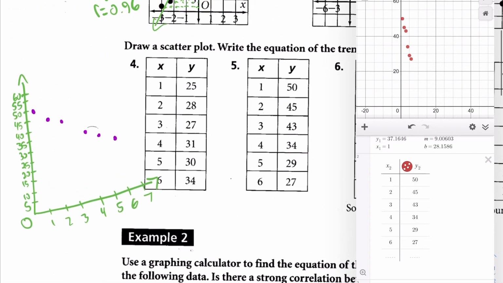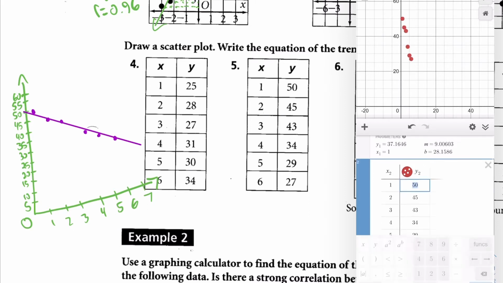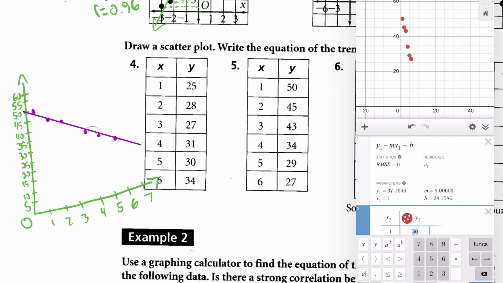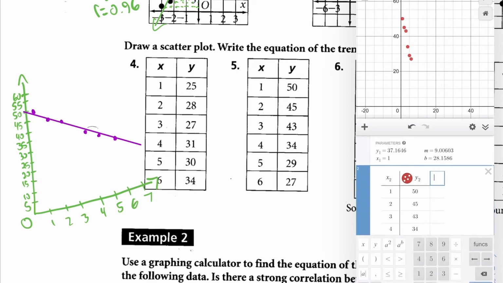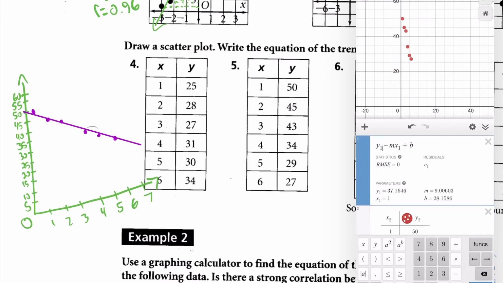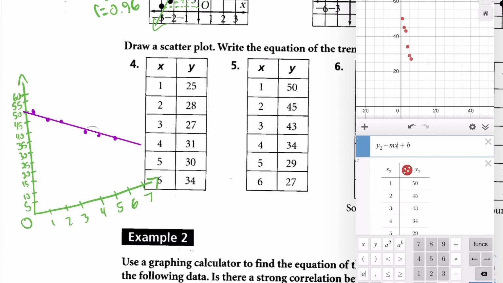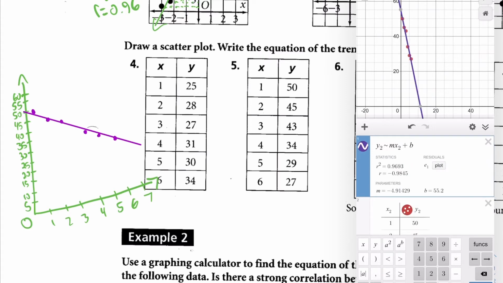It wants you to write the equation of the trend line. So let me just go ahead and make a fake trend line. It would be something like that. And then now let's see what Desmos says is the actual trend line. Notice that in this table, I have x2 and y2. Because that's x2 and y2, I need to change this equation so that it has y2 and x2 in it. Now it's going to make the right linear regression.